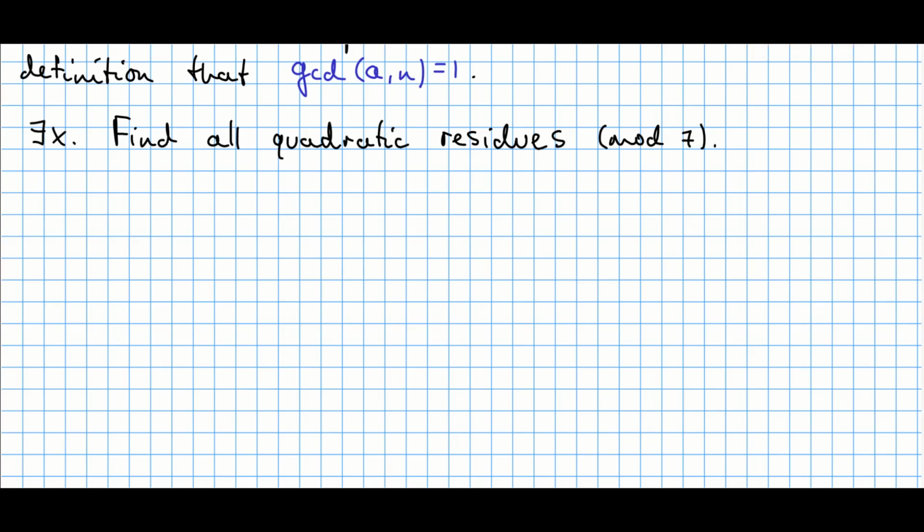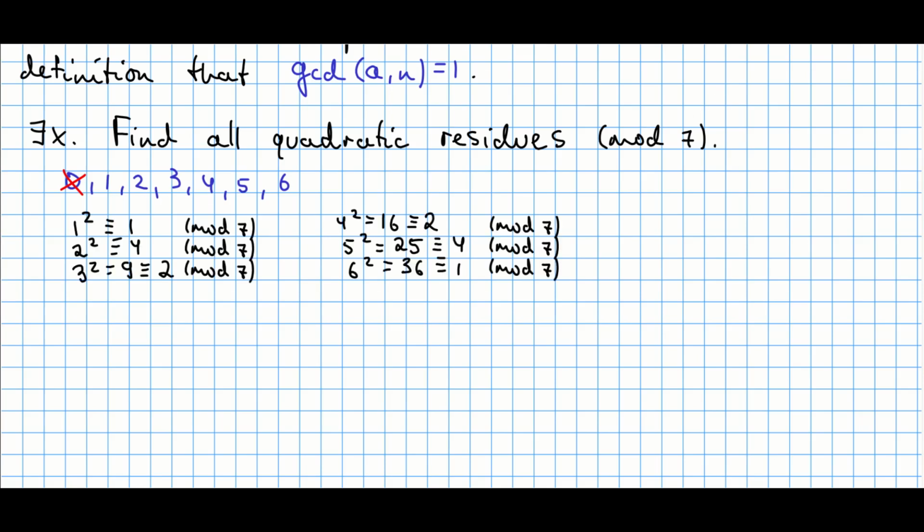Now here's a quick example. Let's try to find all quadratic residues modulo 7. Because we live in the world of modulo 7, we have only 7 possible numbers: 0, 1, 2, 3, 4, 5, and 6. But we've thrown 0 in the trash as we agreed before, so we have only the numbers from 1 to 6. Now let's square each number and see what we get modulo 7. We have 1 squared, which is congruent to 1 modulo 7, 2 squared is congruent to 4, 3 squared is 9, but modulo 7 it's just 2. 4 squared is 16, which is 2 modulo 7, 5 squared is 4, and 6 squared is 1 modulo 7.